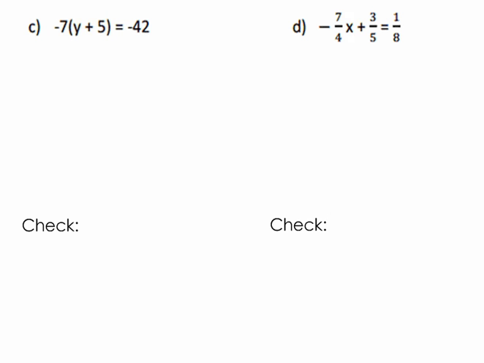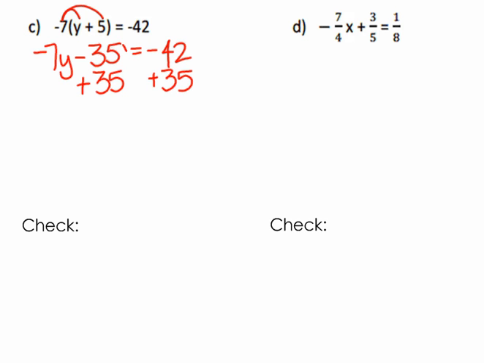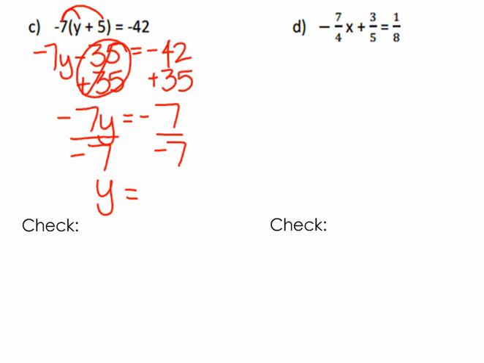Part C, we need to distribute as the first step. So negative 7 times y is negative 7y. Negative 7 times 5 is negative 35, equals negative 42. Add 35 to each side. And I get negative 7y equals negative 7. Divide by negative 7 to get y equals positive 1.